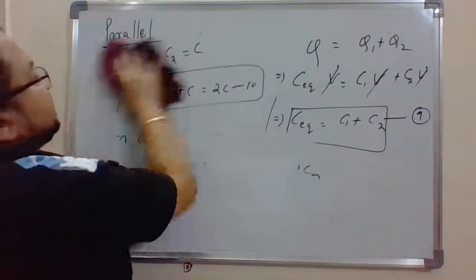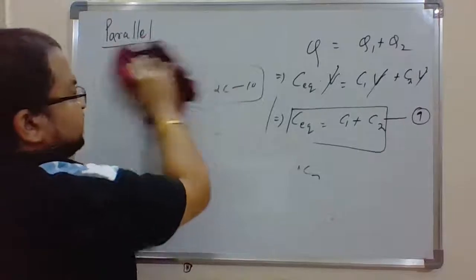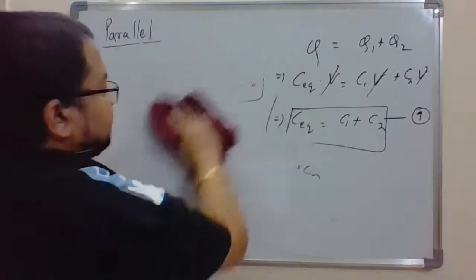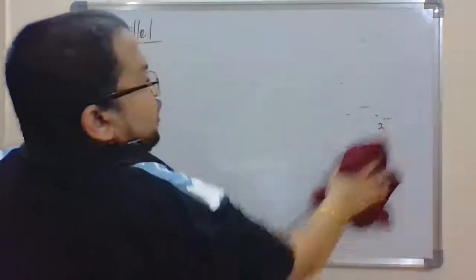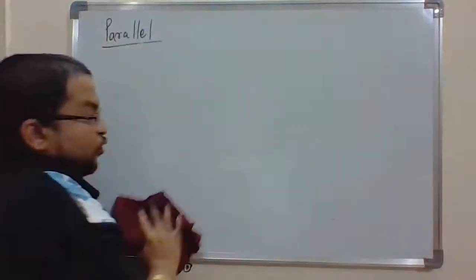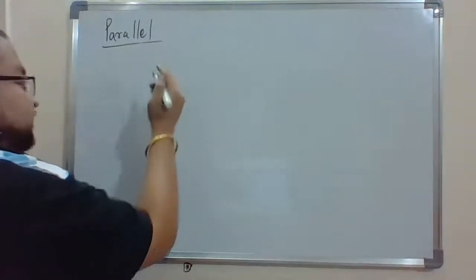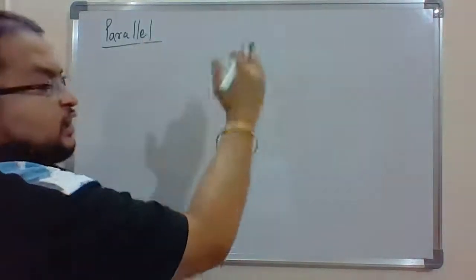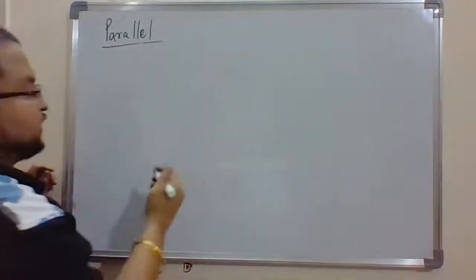Now, one more thing. Just like we saw that when capacitors are in series, the potential difference gets divided in the reverse ratio of capacitance, now let us see how charge gets divided when capacitors are connected in parallel. So we saw when capacitors are connected in series, potential difference gets divided. When capacitors are in parallel, charge gets divided.